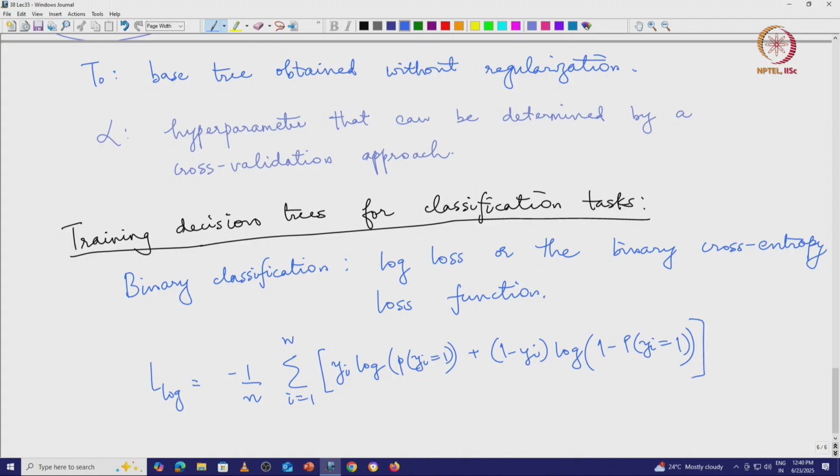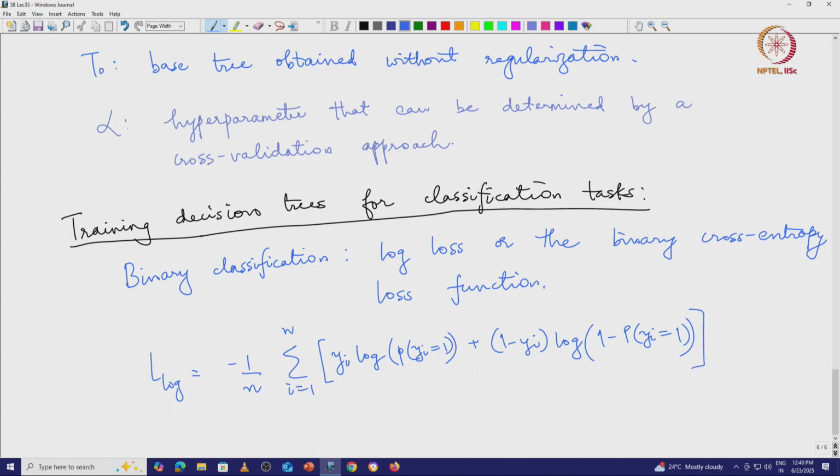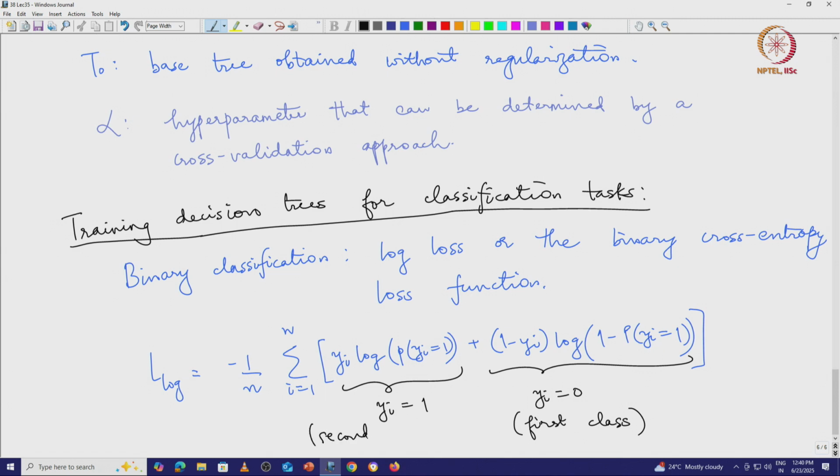So this is the log loss function, and essentially this is trying to find what is the error made in predicting yi equals 1 and yi equals 0. So yi equals 0 typically we are calling the first class, and yi equals 1 is the second class. Remember, we are doing binary classification, so there are two classes here. Alright. So now let us go ahead and see how this problem can be simplified.